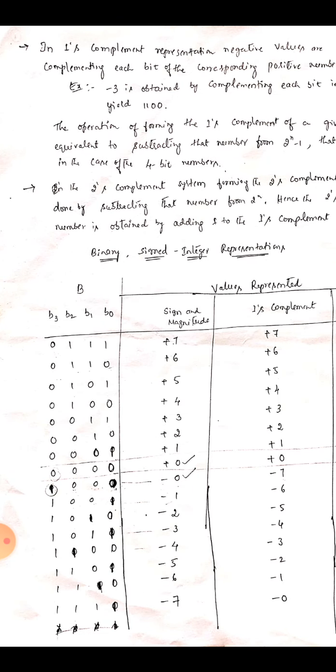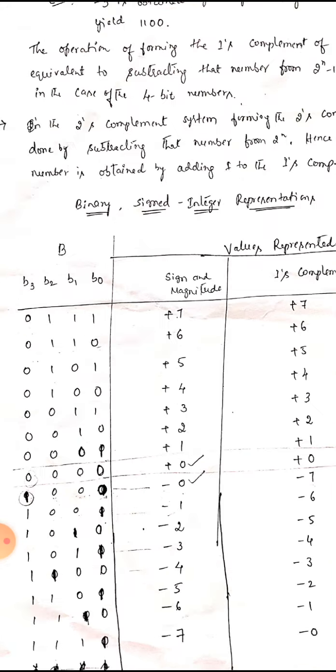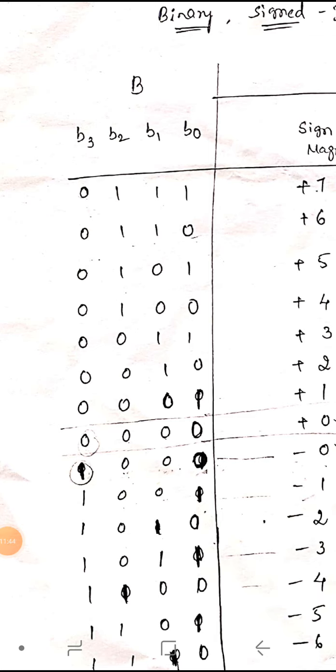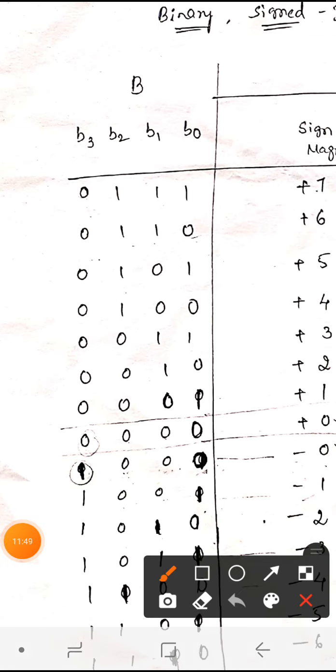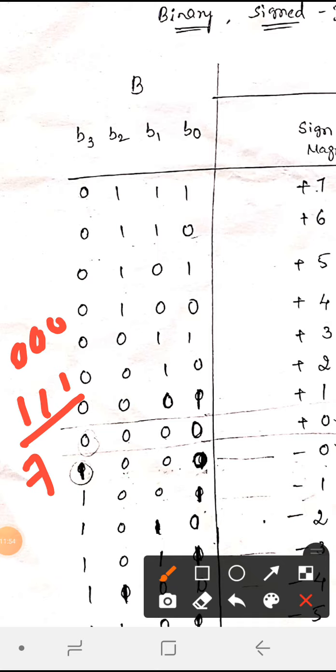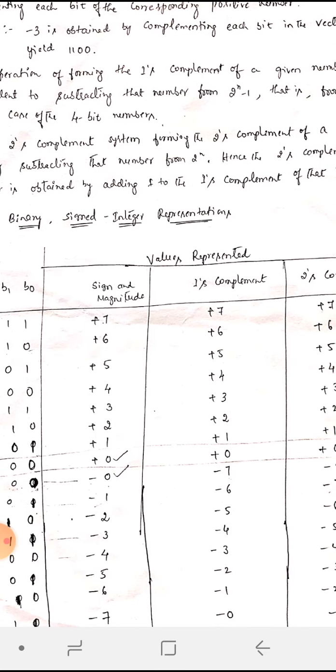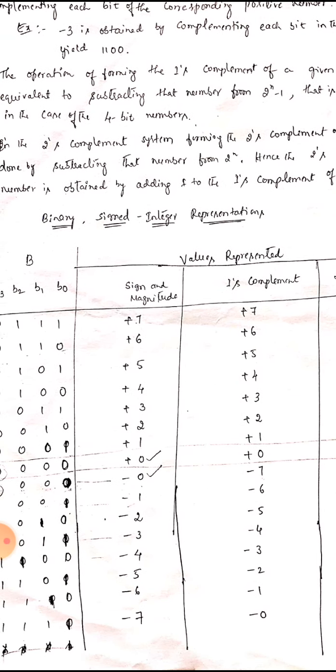Similarly, we will check 1's complement. In 1's complement, for a given number you can find the 1's complement by just complementing each bit, right? So we have taken 000 over here. Since the MSB is 1, of course it will be given as a negative number. For 1's complement, we have to take the complement of 000, which means 111. 111 is 7, right? That is why it is represented as minus 7. Like this you have to find it for all the numbers in 1's complement.